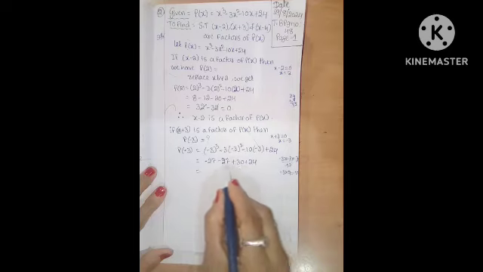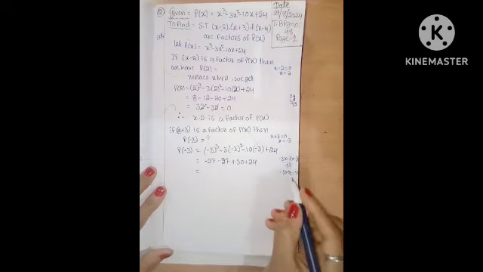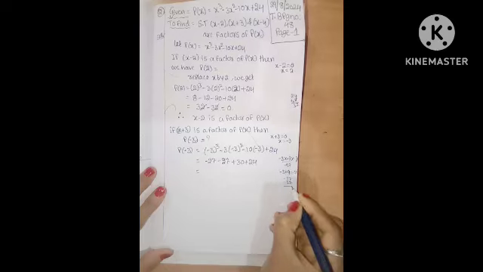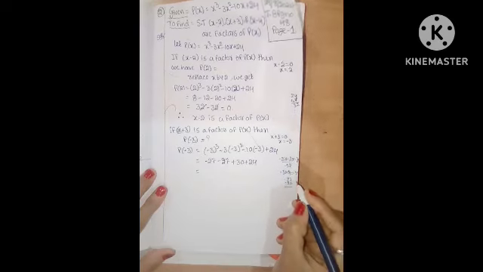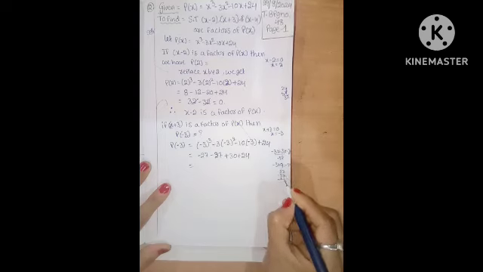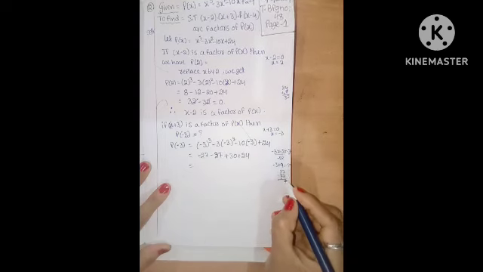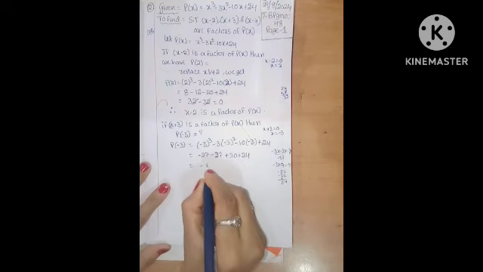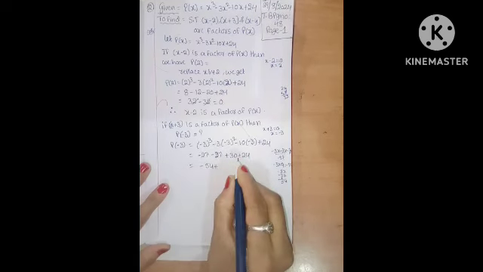Next, sum of these two terms, minus 27, minus 27. Sum of these two terms, what value will we get? 7 plus 7 is 14. Next, 2 plus 2 is 4. 4 plus 1 is 5. 54 minus 54 plus 30 plus 24.